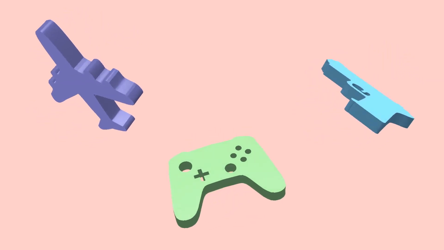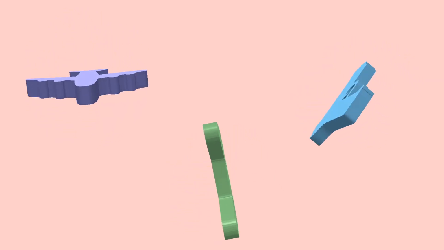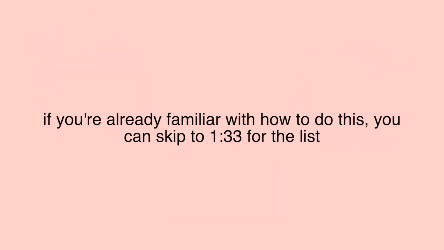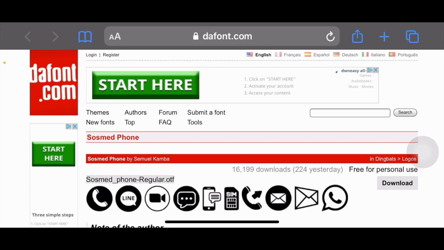Hi everyone, so if you didn't already know, there's a super easy way to create 3D shapes and 3D objects on VideoStar just by using fonts. So if you don't already know how to do this, first you just want to go to thefont.com.